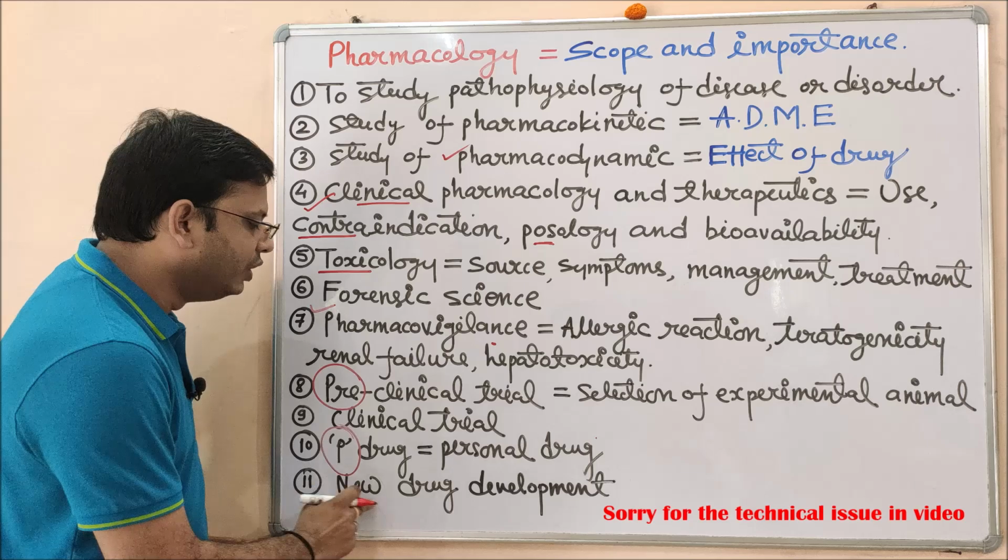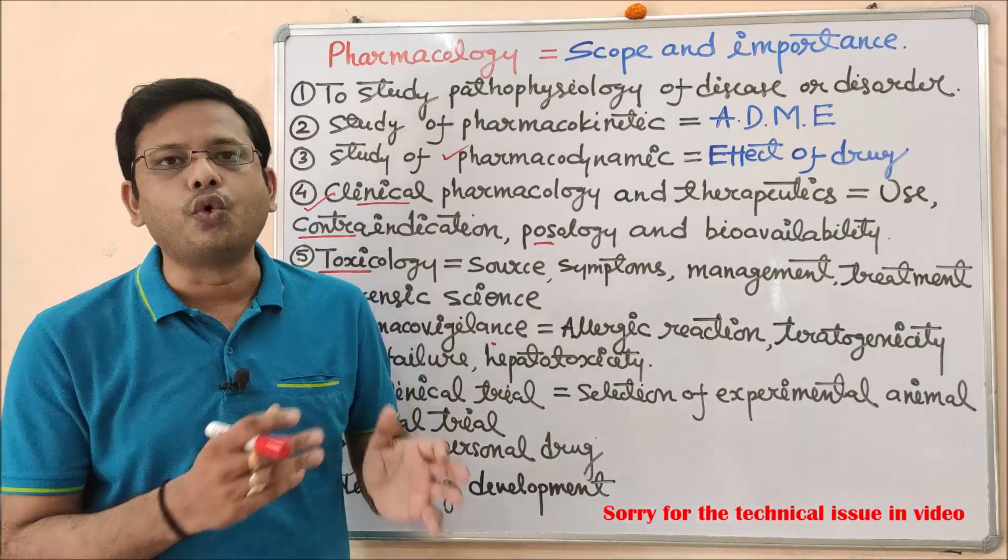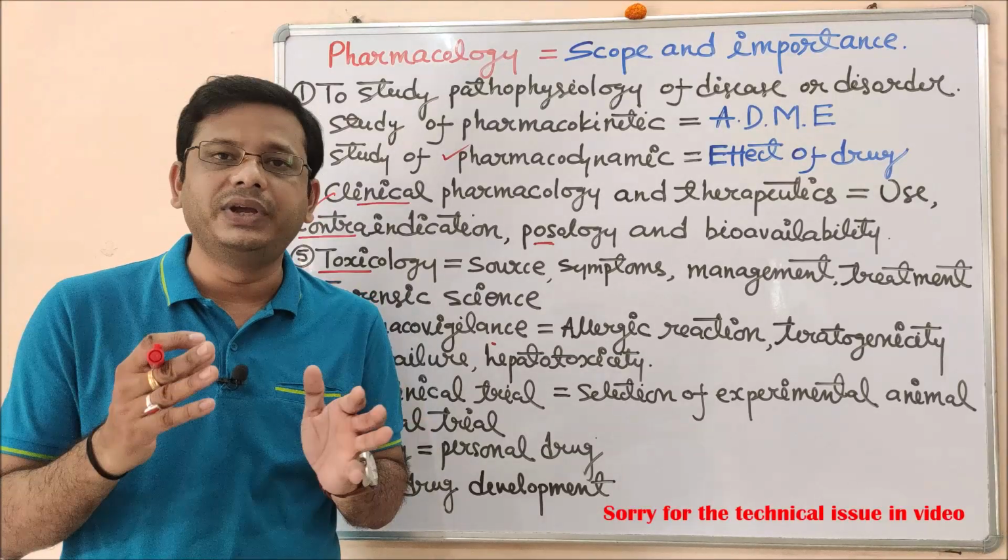The last one is new drug development. This is a vast topic. New drug development means there are so many drugs which are under development. There are so many drugs which are about to be released in the market. There are so many drugs whose paperwork is going on. So some have taken birth, some are yet to be born, or some are already available in the market. So how any drug comes to the market is called drug development.